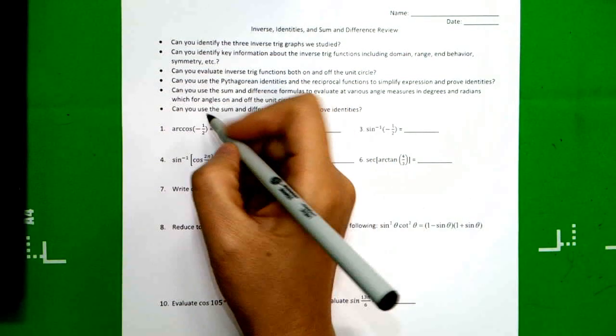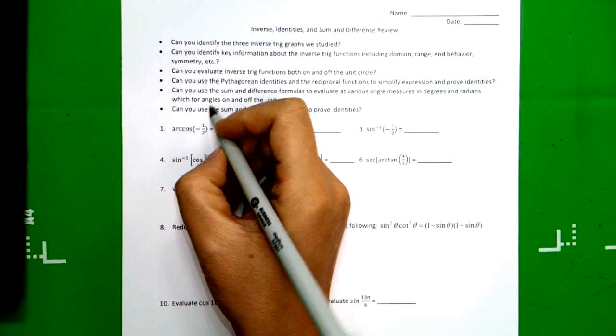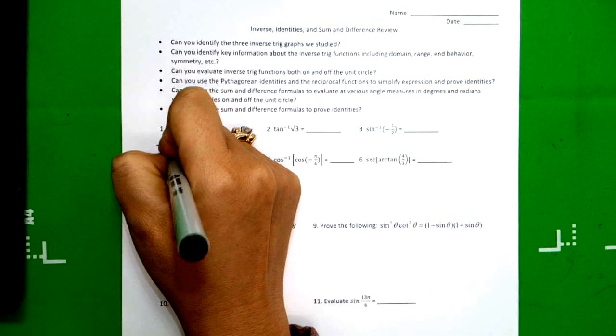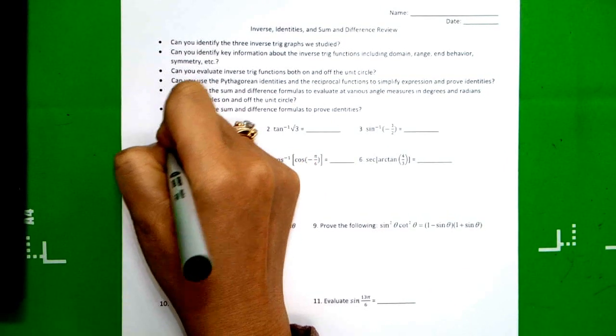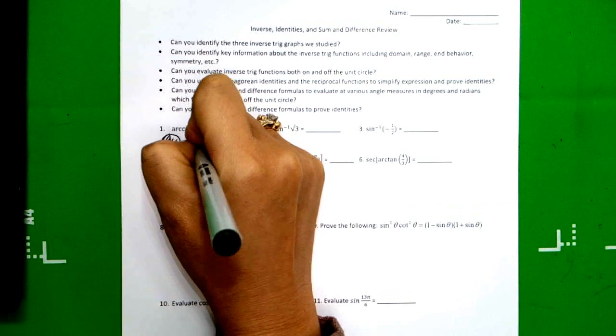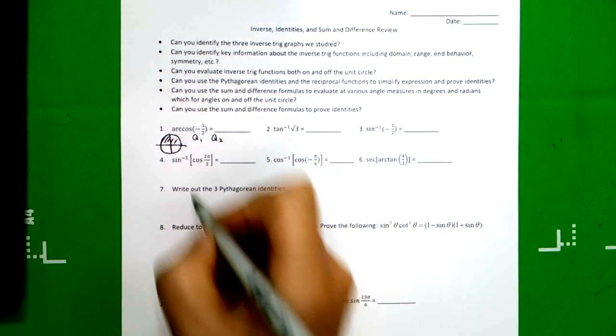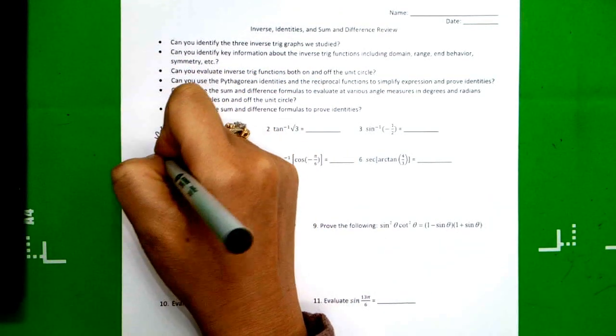Alright, the first one is arc cosine of negative 1 over 2. So with arc cosine you can use the top half of the circle. Okay, that is quadrant 1 and quadrant 2. By following "All Students Take Calculus".